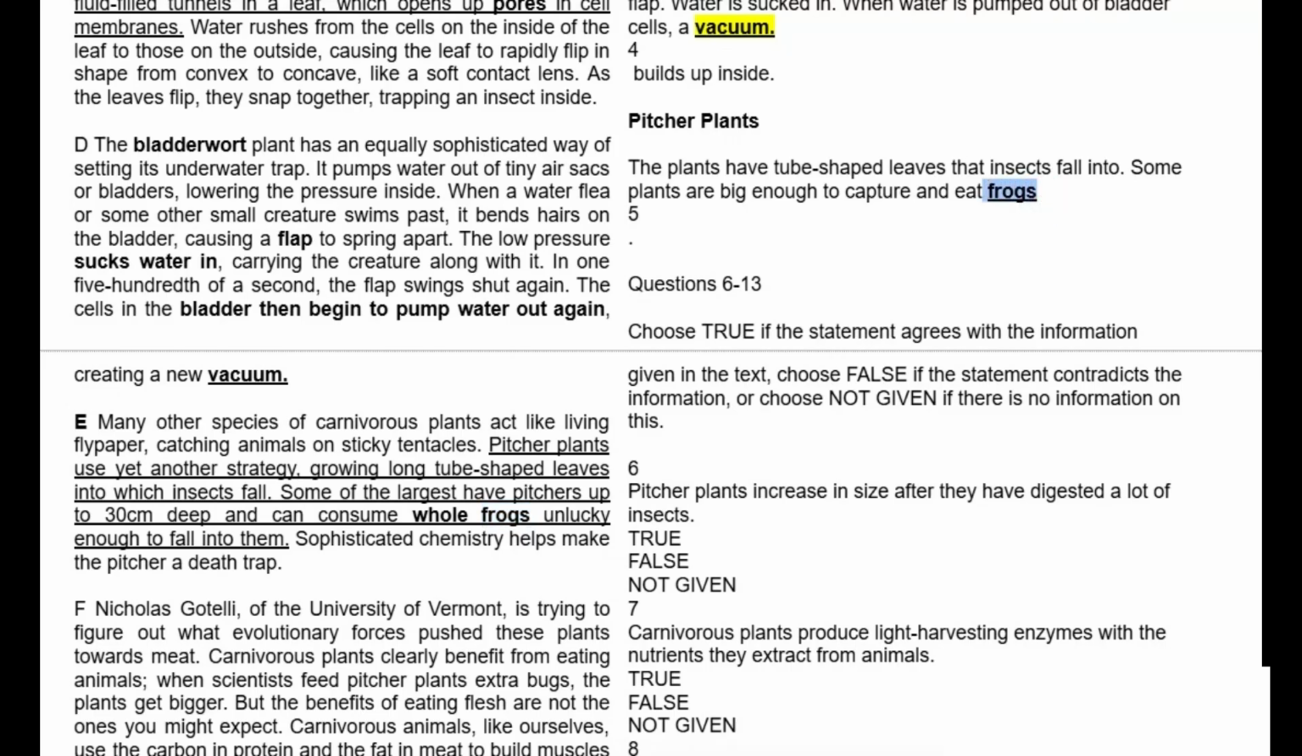So let's remember it, guys. It's really important to know. So why is it correct? Frogs is explicitly mentioned in the text. Even though these plants usually catch insects, the largest ones catch frogs, which matches the question perfectly. Other animals like birds or mice are not mentioned, so they would be wrong.